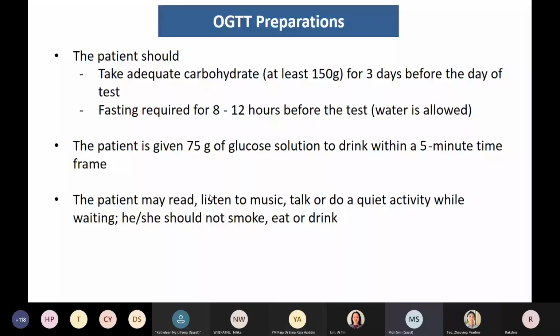I think many of you are very familiar with these preparations that the patient should understand before the OGTT, as well as the requirements that should continue during the course of the oral glucose tolerance test itself. So what happened with this particular patient?